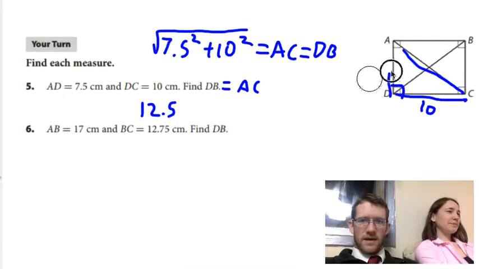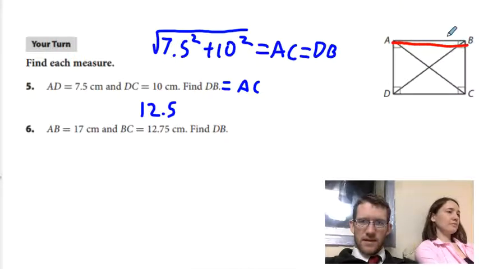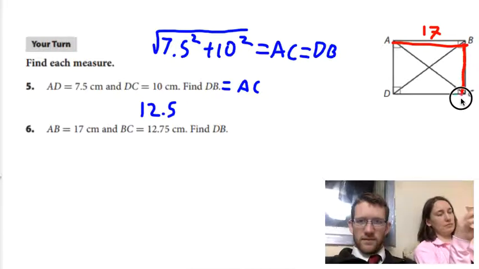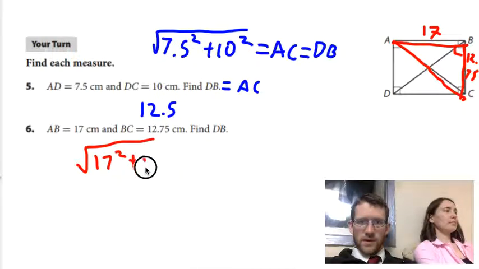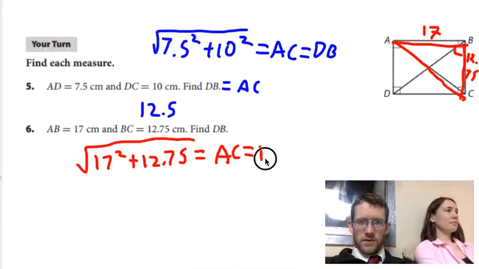It says AB is 17. Right, a new problem. So AB is 17. BC is 12.75. We need to find DB. So again, DB here is equal to AC. So we can say that the square root of 17 squared, A squared plus B squared, 12.75 squared, equals AC, which is equal to DB.